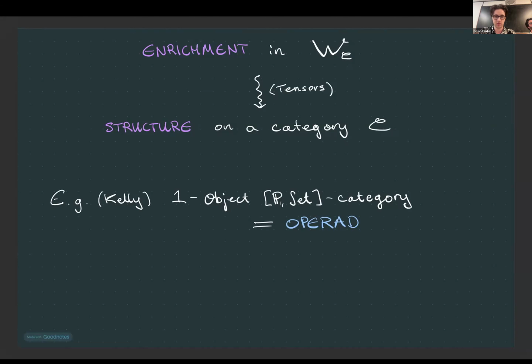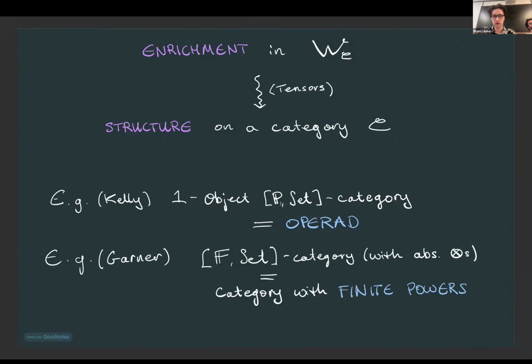Another example, a fair bit more recent, but quite similar in flavor, is this result of Richard Garner that if you take a very similar category, but instead of finite sets and bijections, I allow all maps between sets, and I enrich in this thing, then as long as I ask for some not too complicated enriched colimits, I get exactly categories having finite powers.